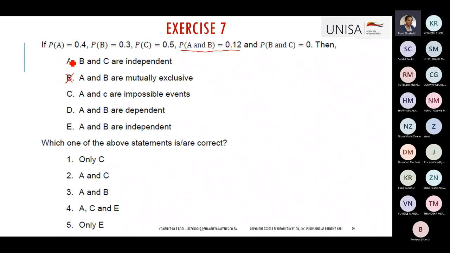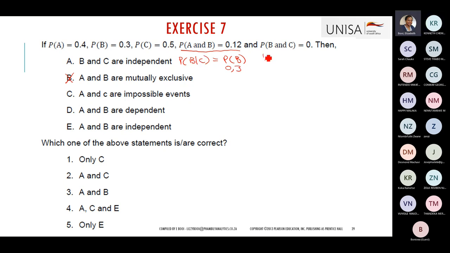So statement number 1A says B and C are independent. When are two events independent? We can test it by saying the probability of B given C will be the same as the probability of B. Or we can say the probability of C given B is the same as the probability of C. So how do we test that? What is the probability of B? Probability of B is 0.3. What is the probability of B given C?